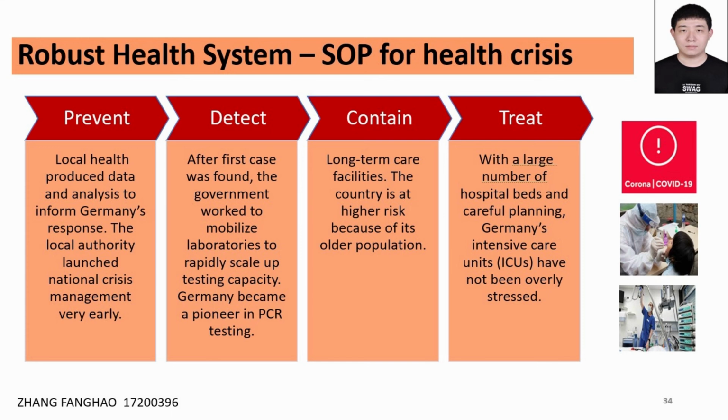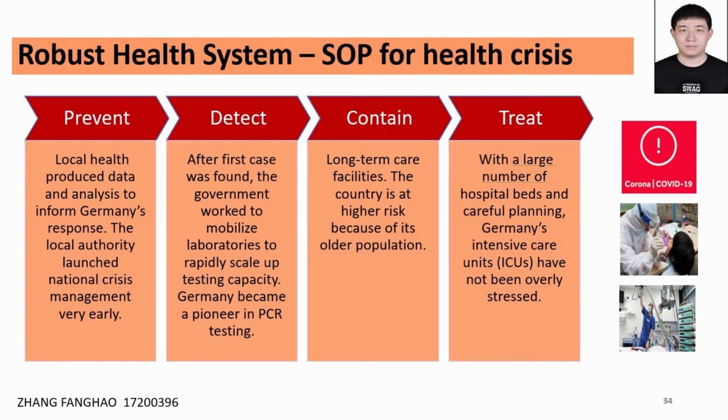The second segment is detect. Once the first confirmed cases were found in Berlin's hospital, the government worked out to mobilize the country's public and private laboratories to rapidly scale up testing capacity. Later, Germany became a pioneer in PCR testing.